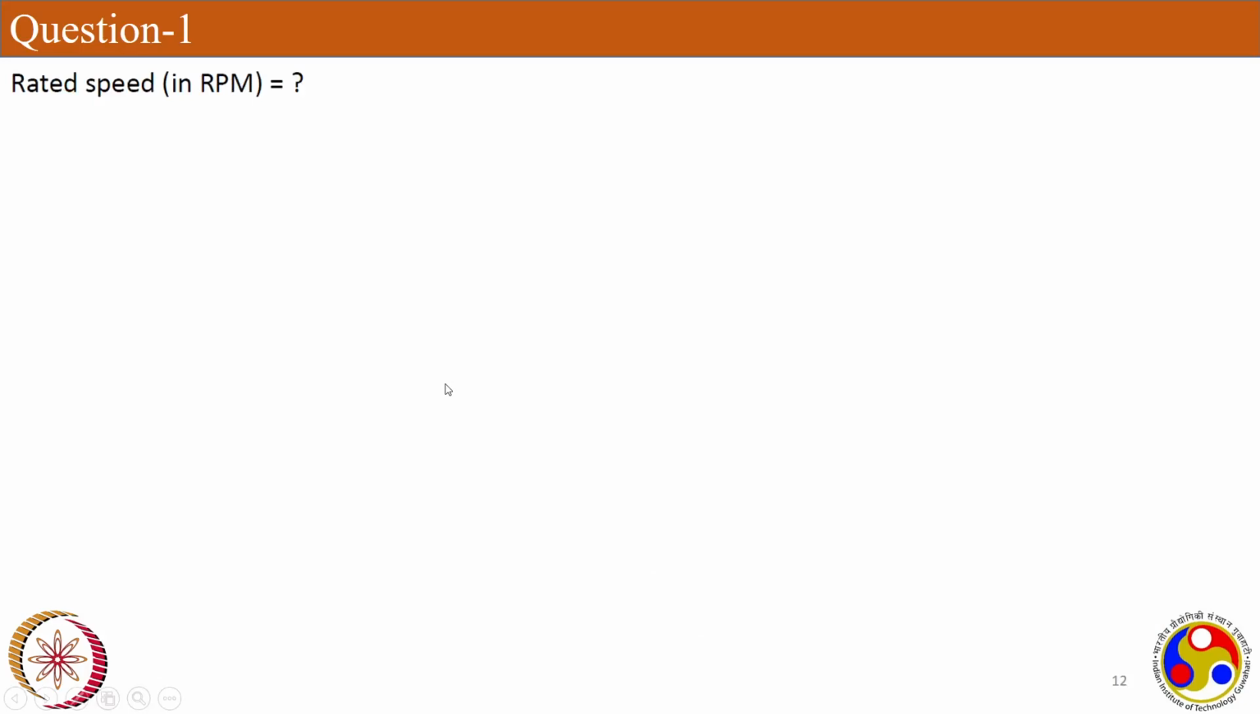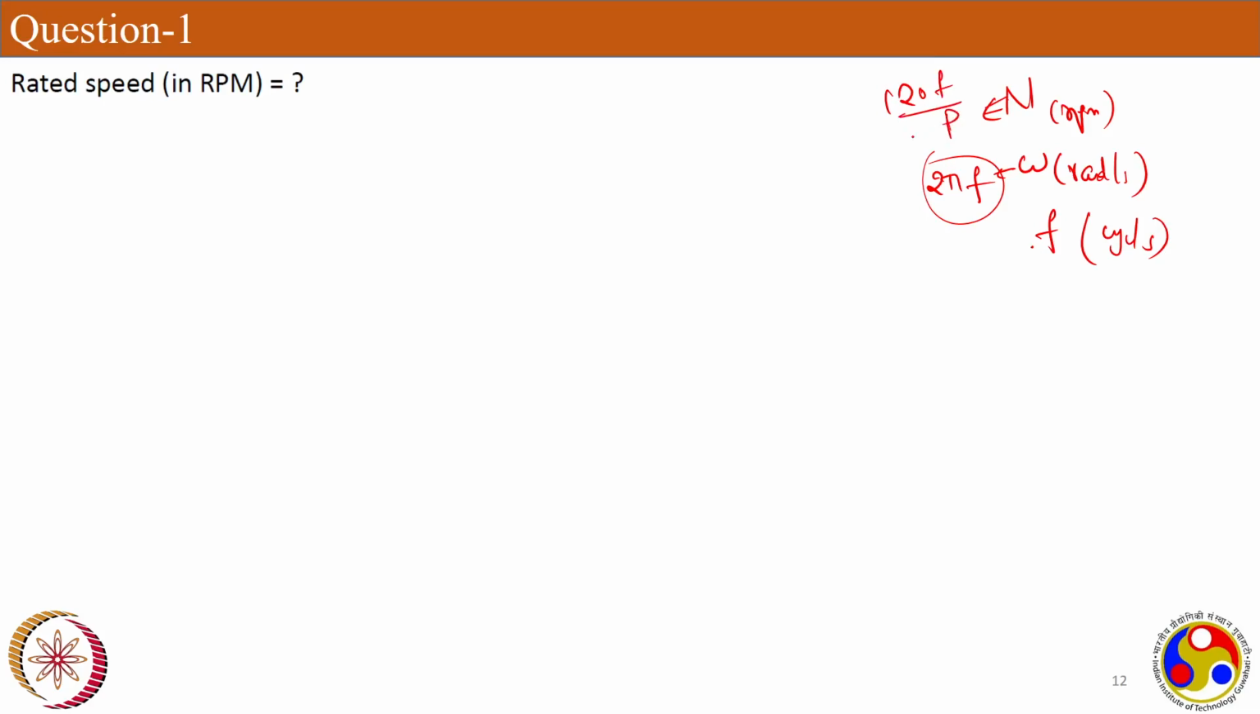Okay. Now the second question is the rated speed in RPM. RPM means usually people represent it as N. Omega means radians per second, and if it's a frequency, it's in hertz, or cycles per second. So omega is 2 pi f, and f is cycles per second. If you multiply it by 2 pi, you will get radians per second. And if you want it in RPM, rotations per minute, you will have to use 120 f by p, right? This is nothing but this one.